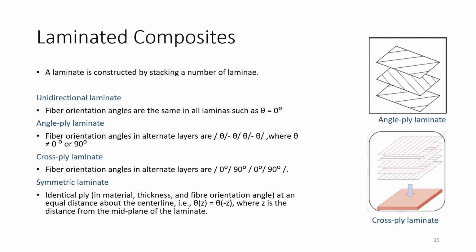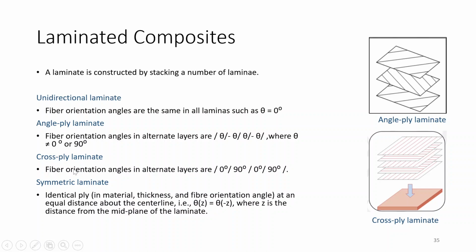In case of laminated composites, a laminate is constructed by stacking a number of laminae. They can be unidirectional laminates, in which fiber orientation angles are the same in all lamina, such as theta equals 0 degree. Angle ply laminates: in this case, fiber orientation angles in alternate layers are theta, minus theta, theta, minus theta, where theta is equal to 0 degree or 90 degree.